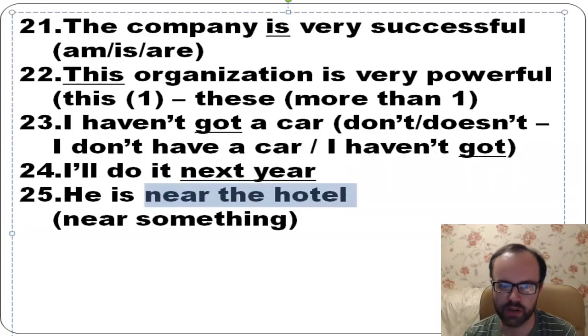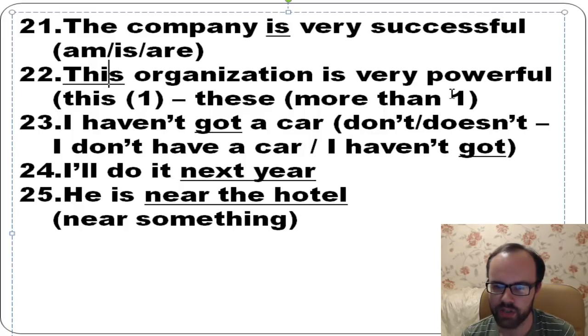He's near the hotel. Okay, so we have the company is very successful. Am, is, or are. This organization is very powerful. So this, it's one, and these, more than one. I haven't got a car. So don't, doesn't. I don't have a car. Or you can say it with got. I haven't got a car. I'll do it next year. He's near the hotel. Near something.